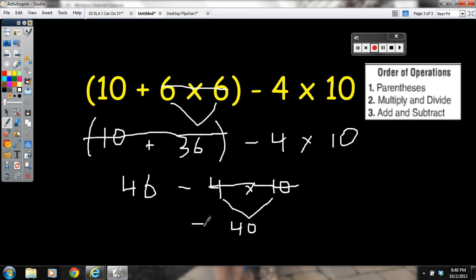I bring down the subtraction symbol, and I bring down the 46 because I have not used those parts yet. And I'm left with a very basic expression, 46 minus 40, which would give me a value of 6. Therefore, this big, long expression that we had up here, 10 plus 6 times 6, which are in parentheses, minus the 4 times the 10, the value of this expression equals 6.